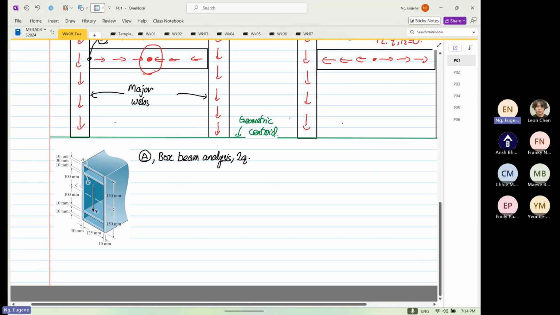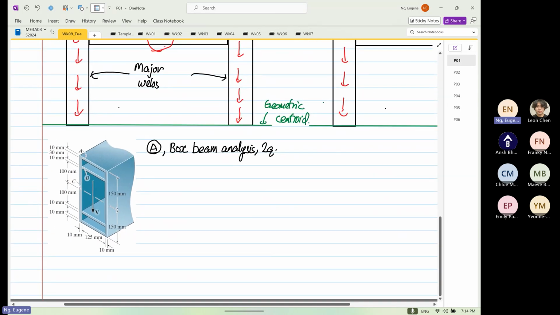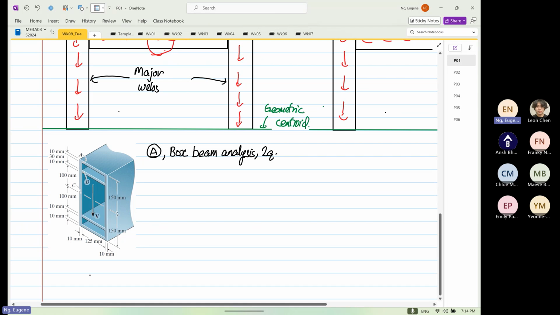So from here, I'm going to draw our transformation first. So this is our X, Y, and Z. So our first moment of area about the Z-axis, with depth Y bar. So the Z-axis, so this is our width. Over here, this is our depth.